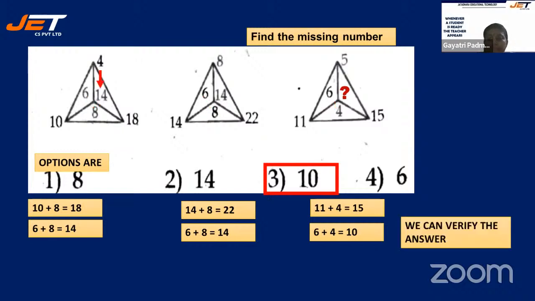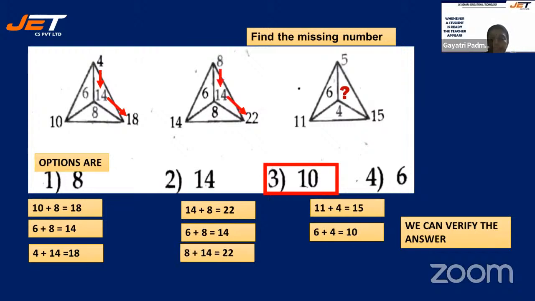So we can verify the answer for this. How do you verify? 4 plus 14 is 18. Similarly, 8 plus 14 is 22. Likewise, 5 plus whatever you have chosen as your answer, that is 10. So 5 plus 10 would be 15. So you can verify your answer, whether it is correct.